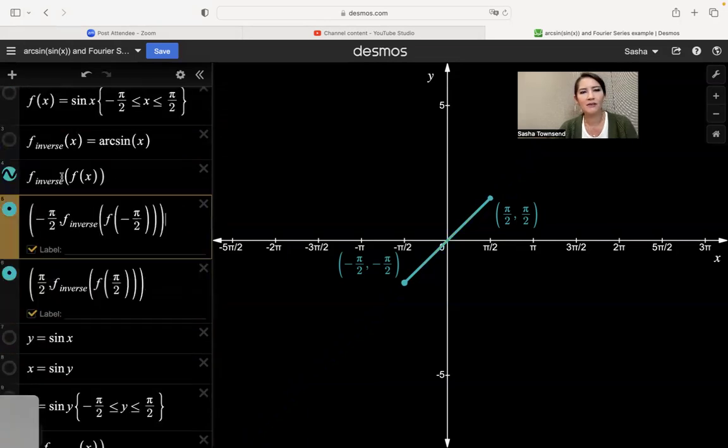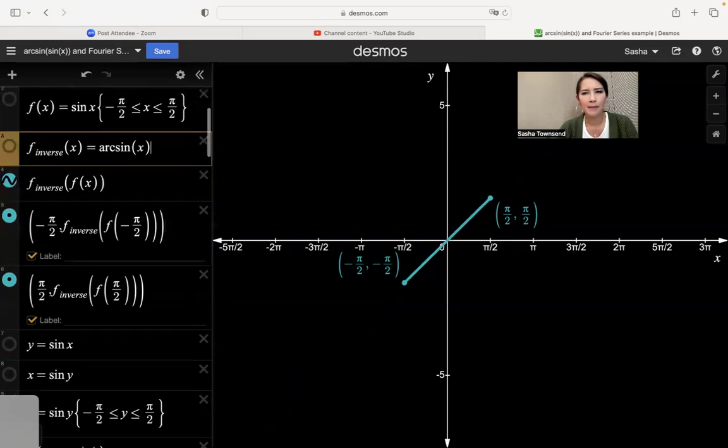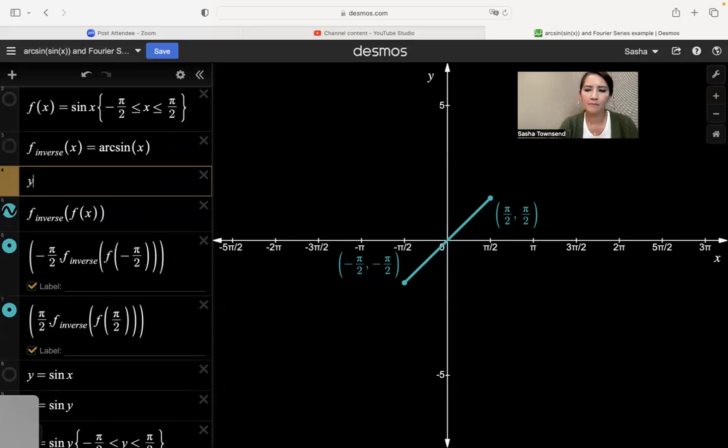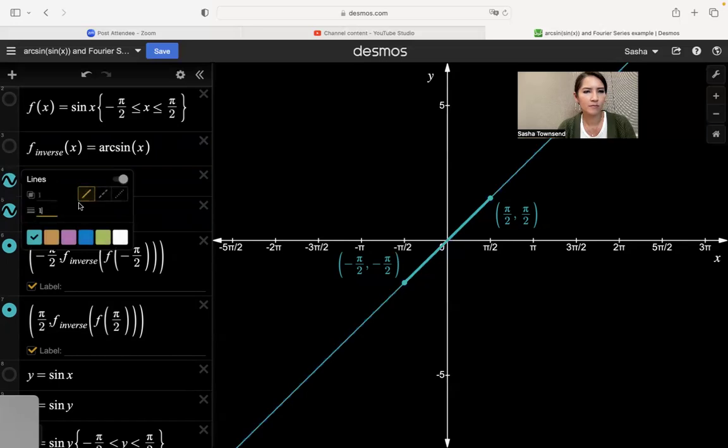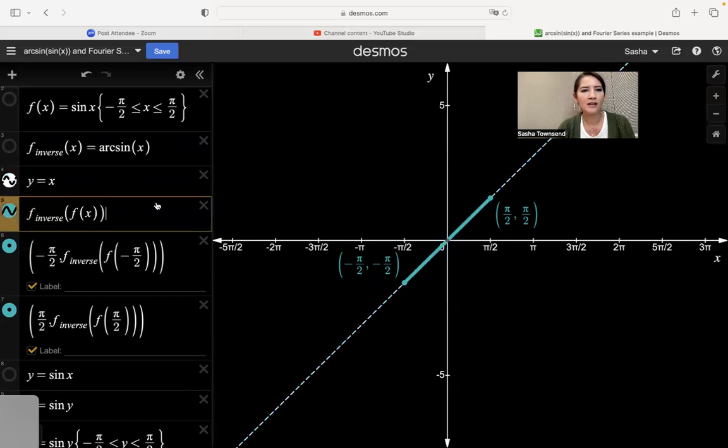So when I have f inverse of f of x, that's going to be well defined for all x in the domain of that restricted sine function. So we get x back. We get y equals x, which looks like that. But only on the interval where f of x is well defined. So only on that interval from -π/2 to π/2.